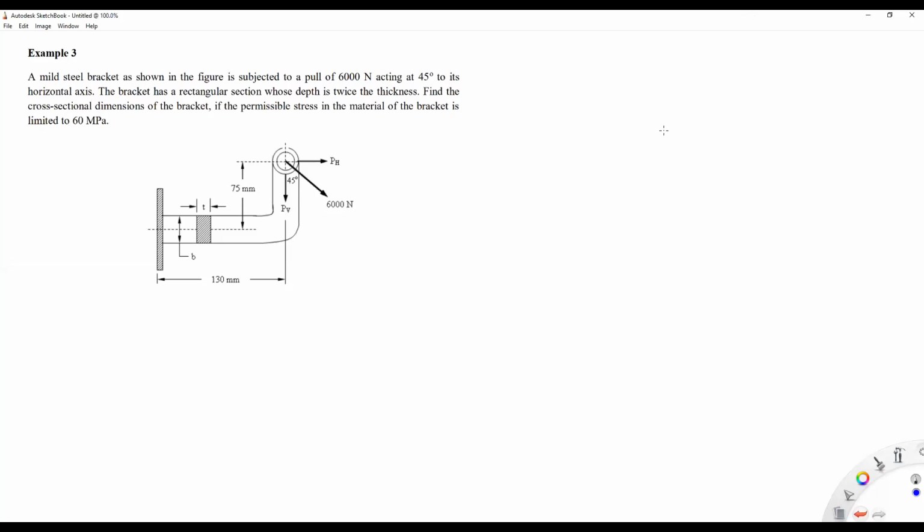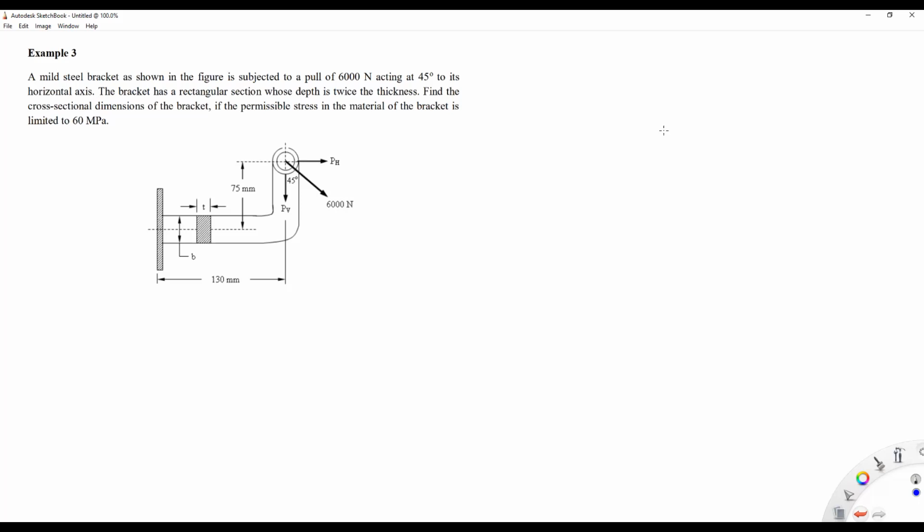It says that the master bracket as shown in the figure is subjected to a pull of 600 newtons acting at 45 degrees to the horizontal axis. The bracket has a rectangular section whose depth is twice the thickness. Find the cross-sectional dimension of the bracket if the permissible stress in the material of the bracket is limited to 60 megapascals.